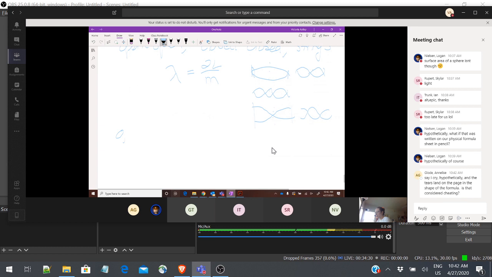For an open-closed tube, you have a node at one end and an antinode at the other. So instead of being 2L over M, it's 4L over M.